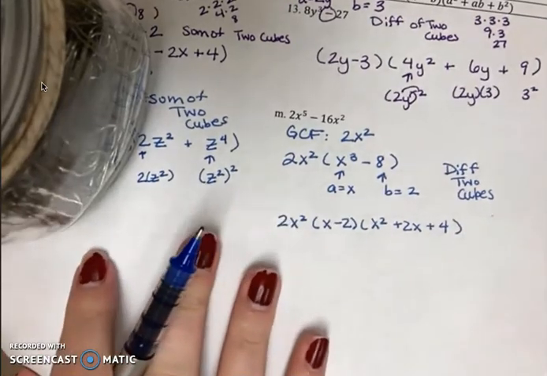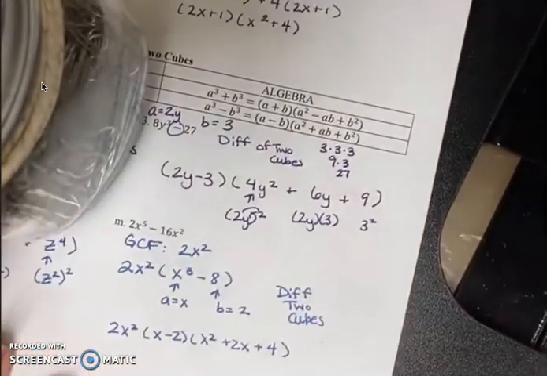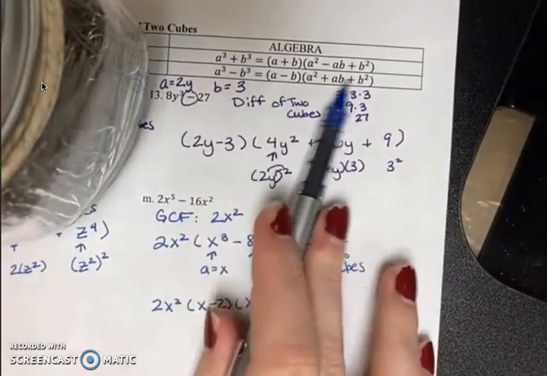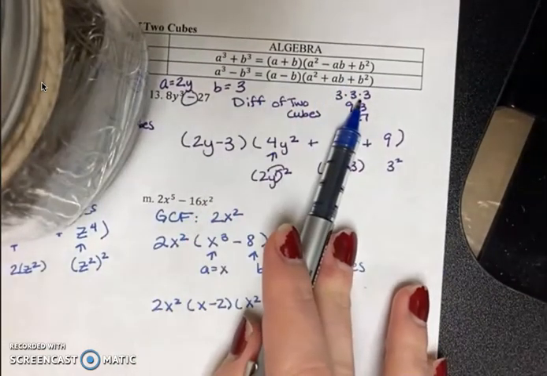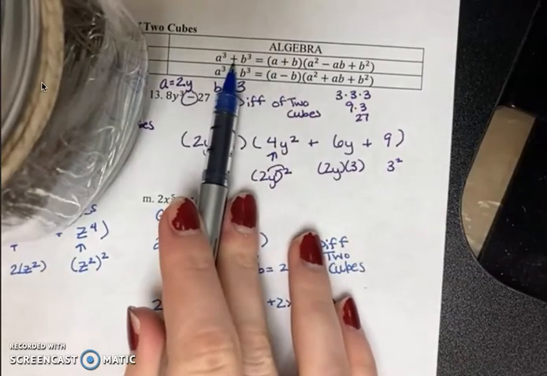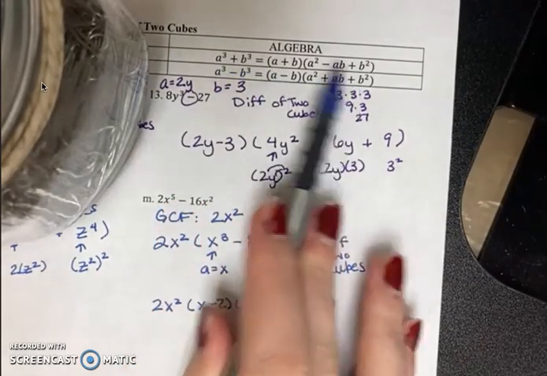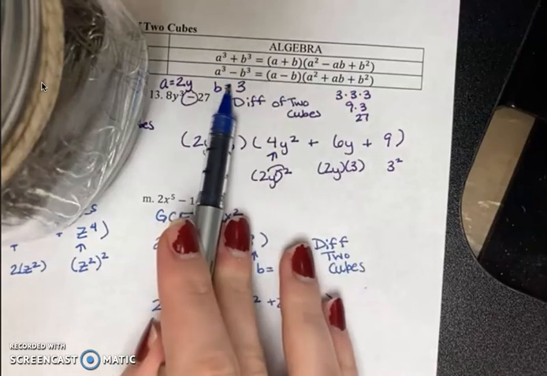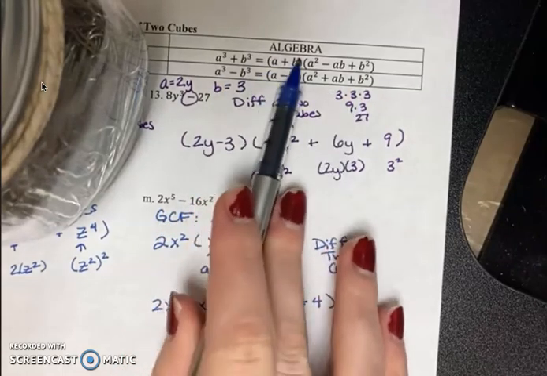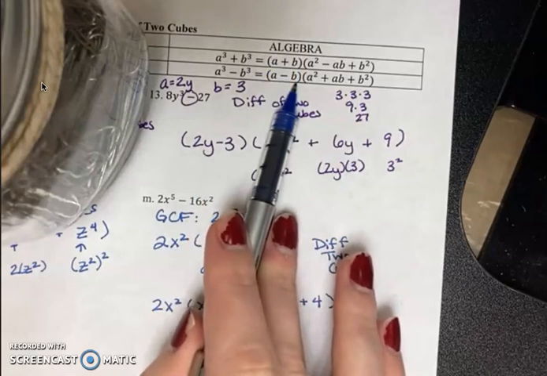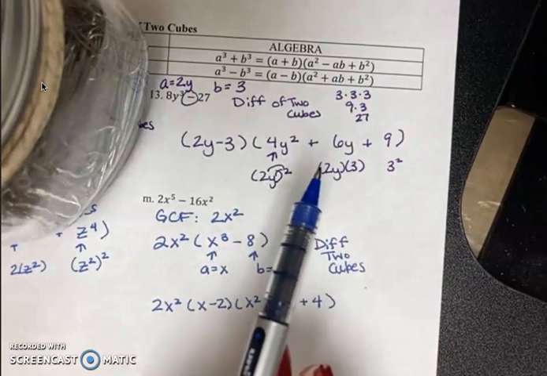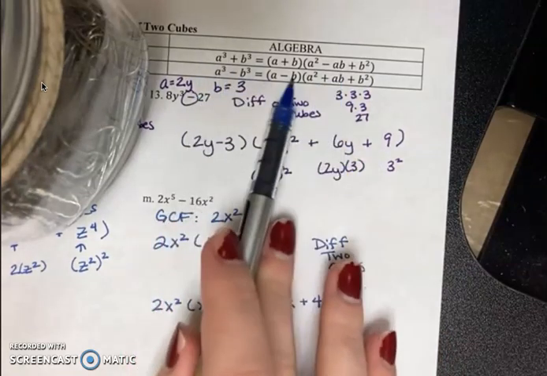I hope you noticed while trying these problems that the sum and the difference of two cubes are the exact same except for the signs. When you have a sum of two cubes, it's plus, minus, plus. When you have a difference of two cubes, it's minus, plus, plus. But both of them are a and b in the first parentheses, and then a squared, ab, and b squared in the second set of parentheses. So again, the only difference is the signs.